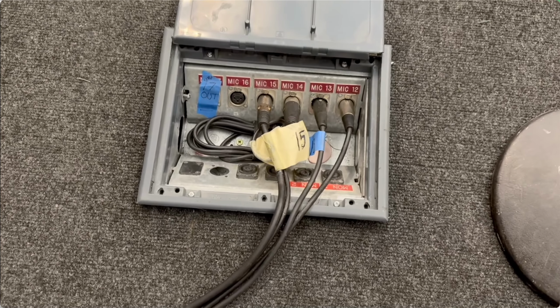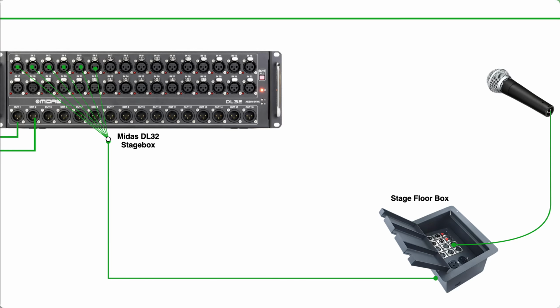So the signal source plugs into the floor box, which then takes those signals individually over to the digital stage box at each respective input. If the acoustic is plugged into input number 6 on the floor box, then cable number 6 from that floor box will plug into input 6 on the stage box.